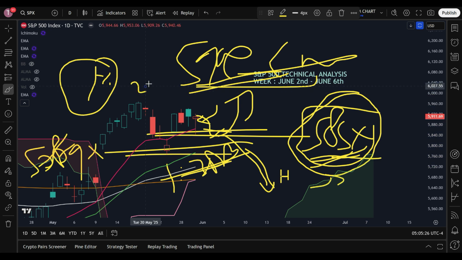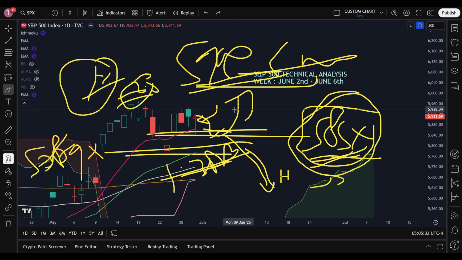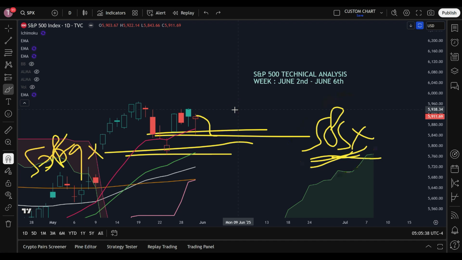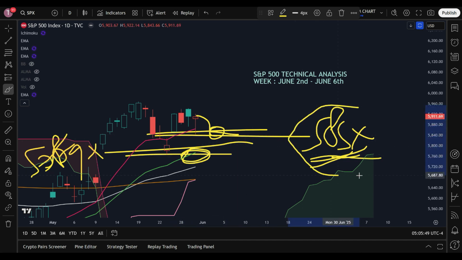In that case, in the next 2 or 2.5 hours, this 1% is fairly possible, right? This means that those who want to buy can expect an opportunity either at this zone or at this zone. But remember, if the S&P 500 sustains at the zone that starts from 585x, fine, not a problem.